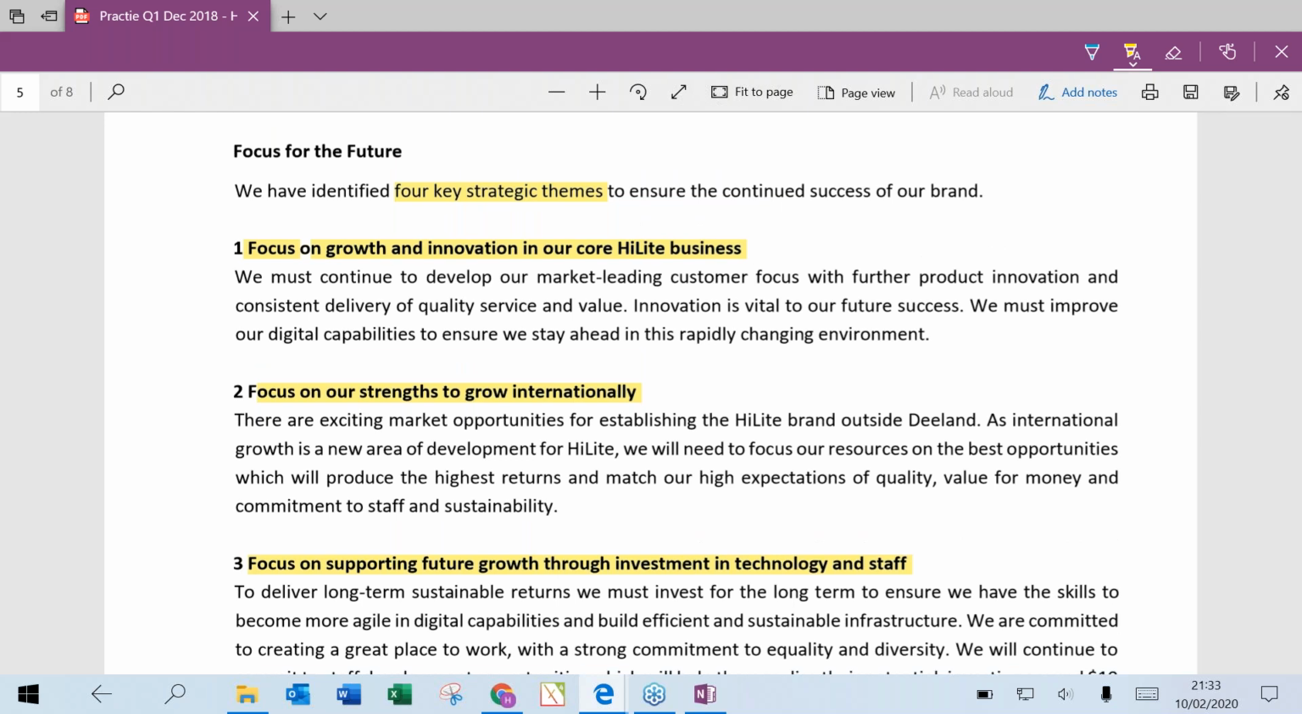Focus on growth and innovation in our core highlight business. We must continue to develop our market leading customer focus with further product innovation and consistent delivery of quality service and value. Innovation is vital to our future success. We must improve our digital capabilities to ensure we stay ahead in the rapidly changing environment. Okay. They must invest in digital capabilities. By that, they mean technology, online, apps, all those things, digital, social marketing.